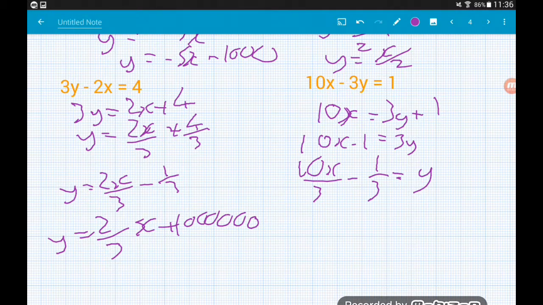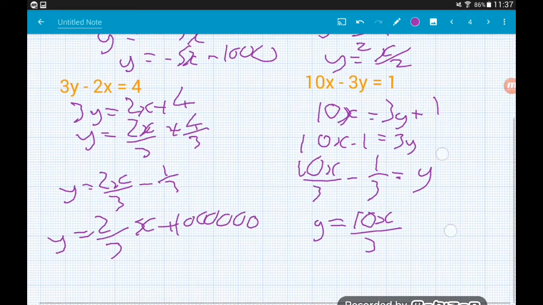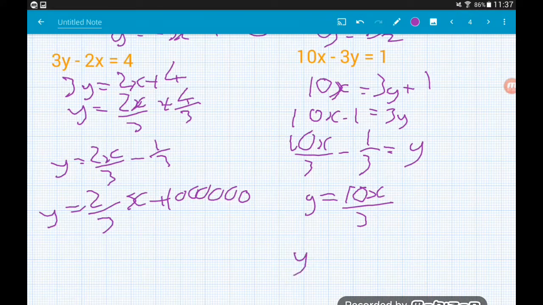So we can now read that the gradient is 10/3. So any parallel line to this is going to have something to do with 10/3 x. So even y equals 10/3 x would do the job absolutely fine. Or we could even have y equals 10/3 x minus 2. That would work. Anything starting with y equals 10/3 x is going to do that job just fine. Cracking.